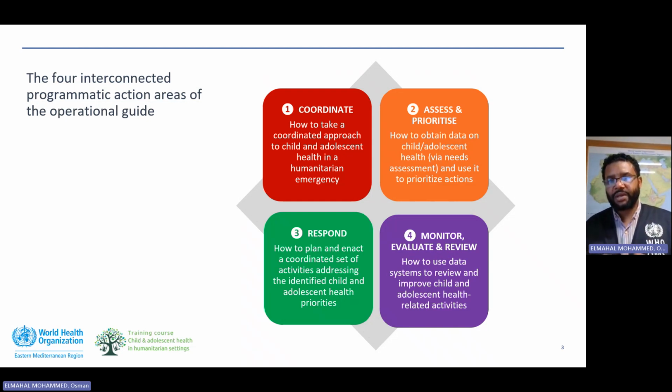In this module, we will go a little further and see how we can assess and prioritize. What that means is how to obtain data on child and adolescent health via needs assessment and use it to prioritize actions. The main purpose is to pick up the needs and the gaps regarding child and adolescent health during emergencies, and how to inform the decision-making process, the response and the planning, on what the priorities are for children and adolescents during emergencies.